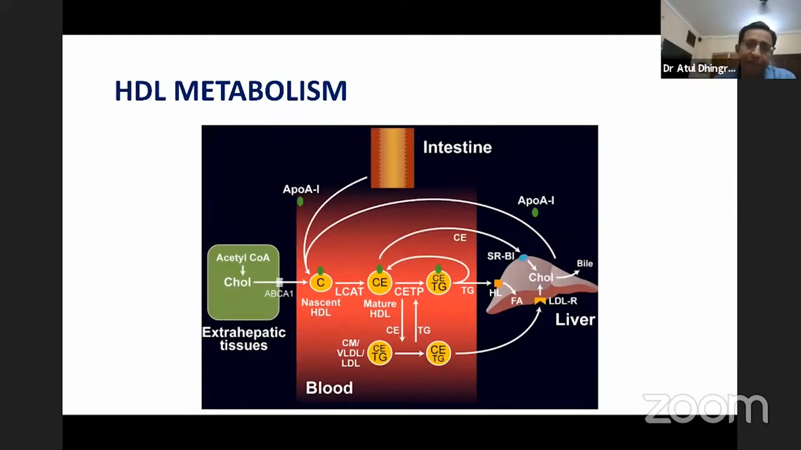There is another pathway, the reverse cholesterol transport pathway, that is also known as the HDL metabolism pathway. We know that each and every cell and each and every tissue in the body forms cholesterol, and this pathway helps in bringing this cholesterol back to the liver for metabolism. So in the extrahepatic tissues, the cholesterol is transferred to the nascent HDL molecule with the help of this enzyme, which is also known as ABCA1.